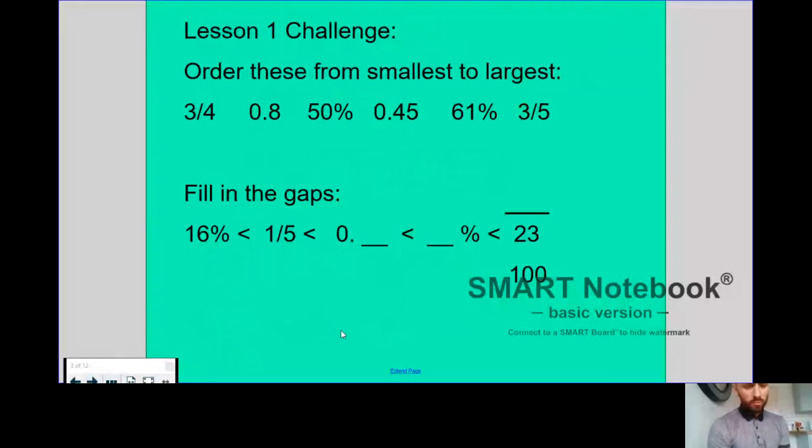Question 2. Can you please fill in the gaps? You should have 16%, 1/5, 0. And then what percentage goes there? And the arrow's in the wrong place, so that should be 23/100, 23/100. Please give those a go now. Pause the video.